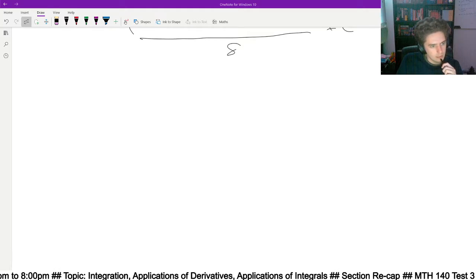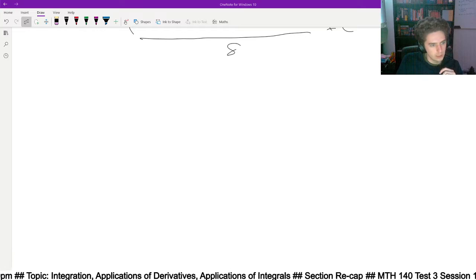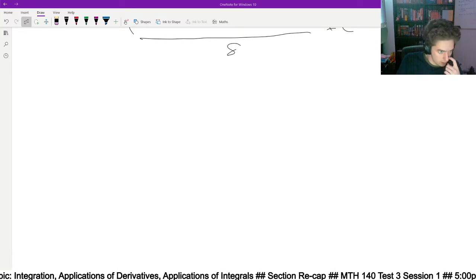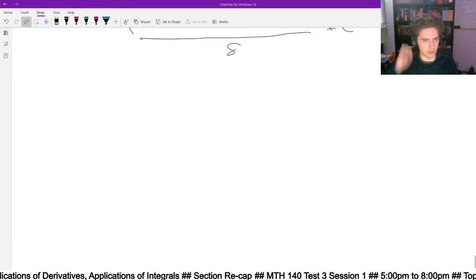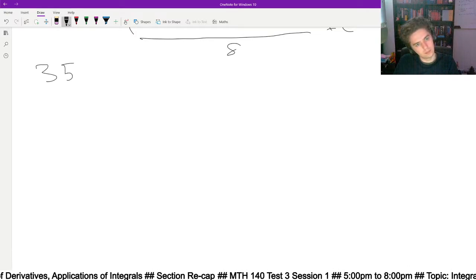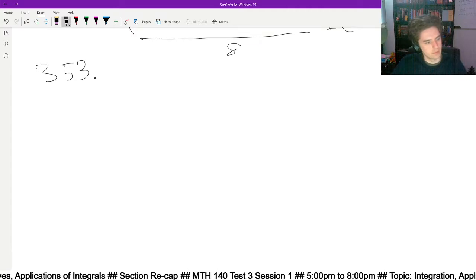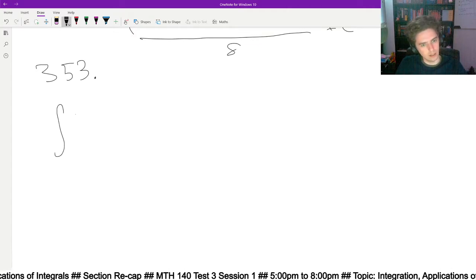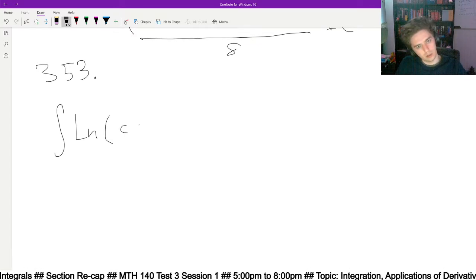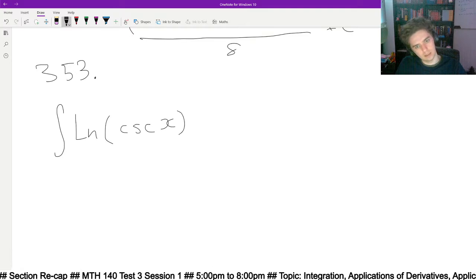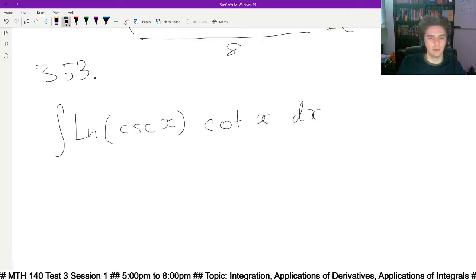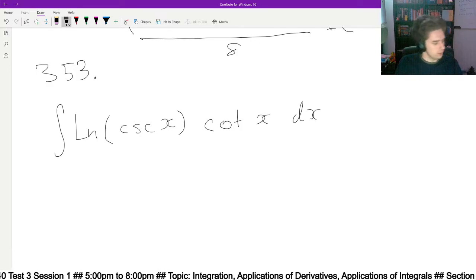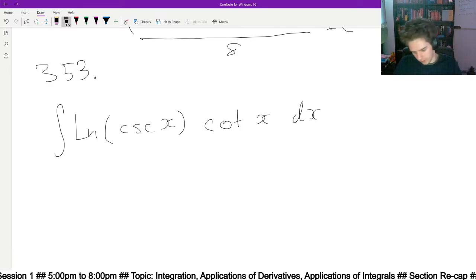Okay, so in the following exercises, use appropriate substitutions to express the trigonometric integral in terms of compositions with logarithms. You said 353, right? Yeah. So that's the integral of ln cosecant x cotan x dx. Oh boy, I don't know any of my trig derivatives, so I have to find them all in the book here.